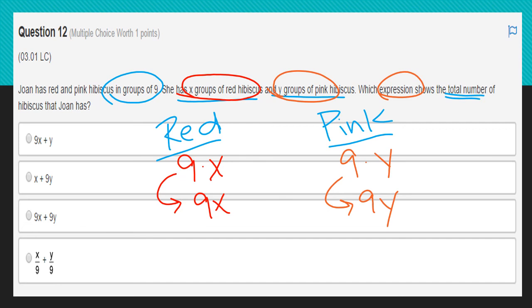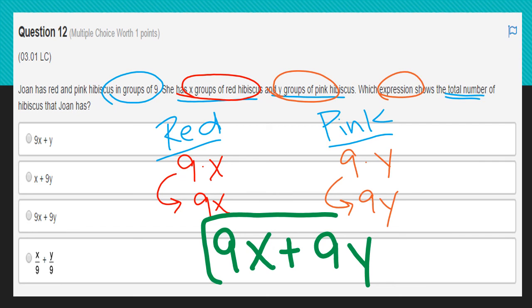Now in this question it says which expression, remember an expression does not have an equal sign, shows the total number of hibiscus that she can have. So total means we're adding what we know. If red is 9X and pink is 9Y and we're asking about total, we just add them. So 9X plus 9Y would be our answer.